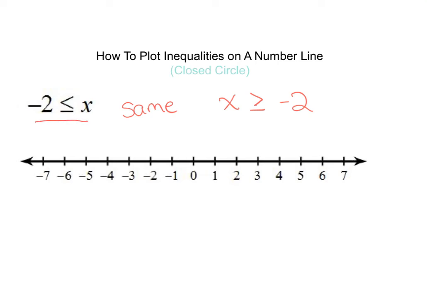When students look at -2 less than x, they are tempted to say closed circle at -2 and say that the answer is to the left. -2 is less than x. But really, we're saying that x has to be bigger, greater than -2. So my shading will actually be to the right.